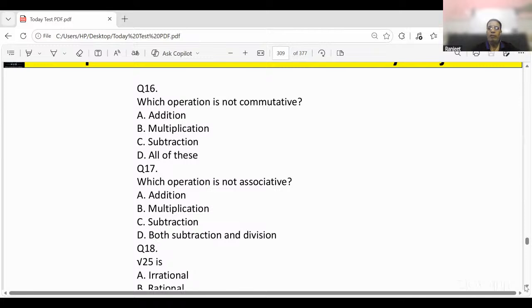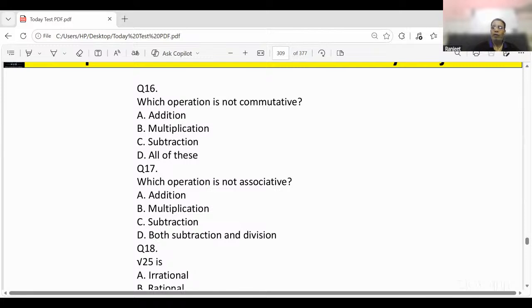Addition, multiplication, subtraction, or both subtraction and division. That's a good question. What's your answer out of A, B, C, D? Sir, A. Sir, C. In division, what about division? Does division follow the associative property? No, sir. Then what's your answer? D is the right answer.